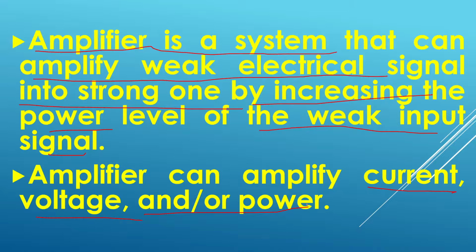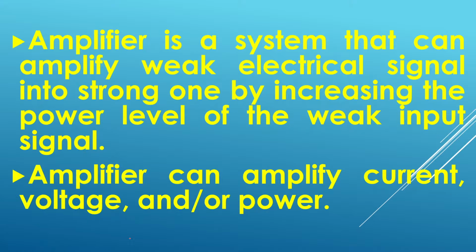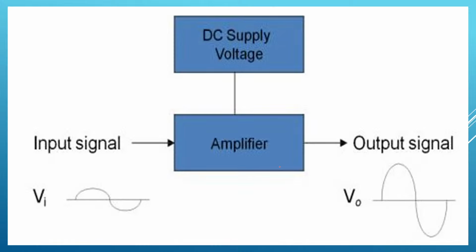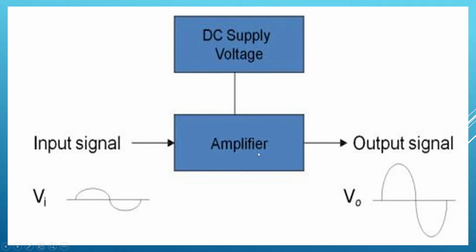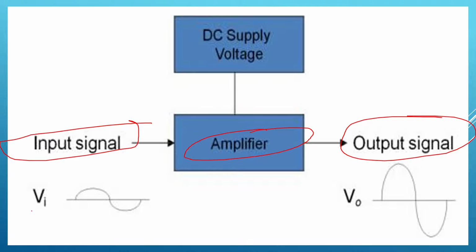So let us see a schematic diagram. You can see in this diagram there is an amplifier. To this, an input signal is given and you get an output signal. Vi is the input, V0 is the output. The given input signal has been amplified and we have got a larger signal here.